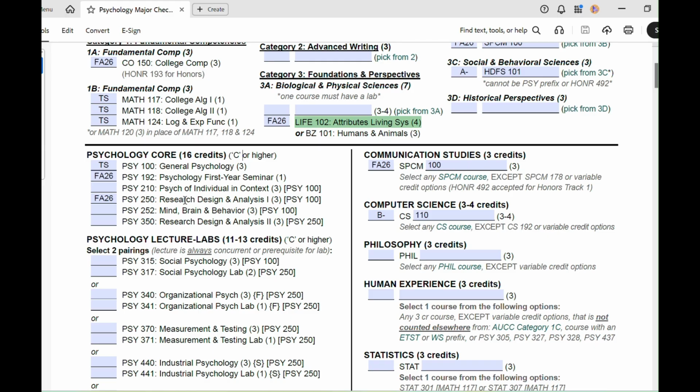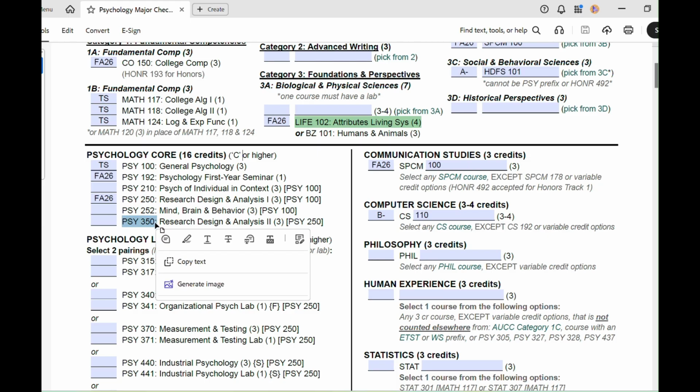Next is Psychology 250, Research Design and Analysis, Level 1. CAM-the-RAM is currently taking this in the fall 2026 semester. Next is Mind, Brain, and Behavior for 3 credits. This also has the prerequisite of Psych 100. Next is Psychology 350, Research, Design, and Analysis Level 2.